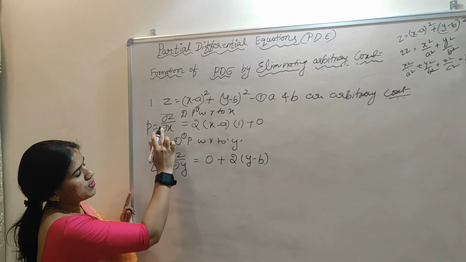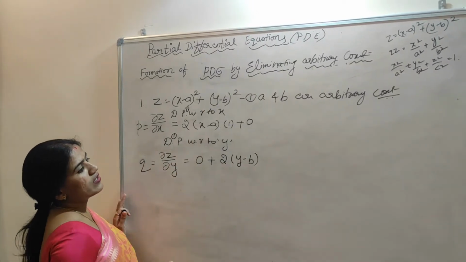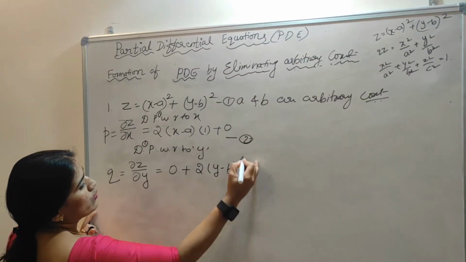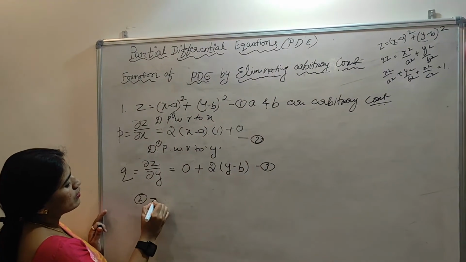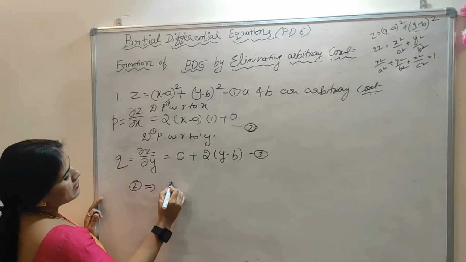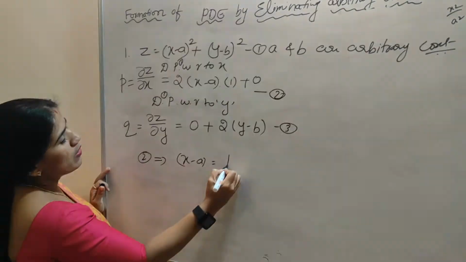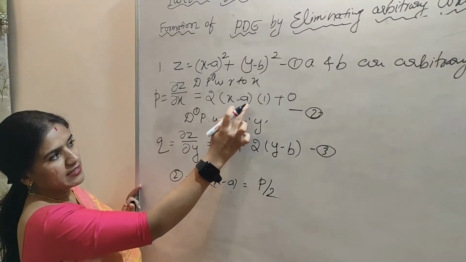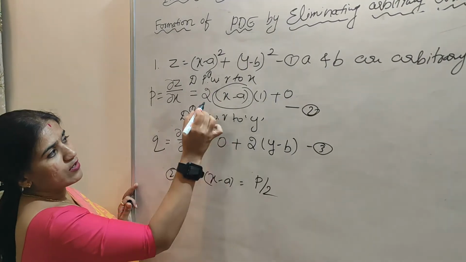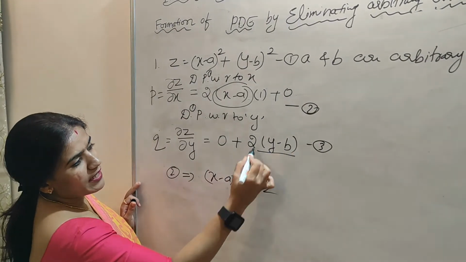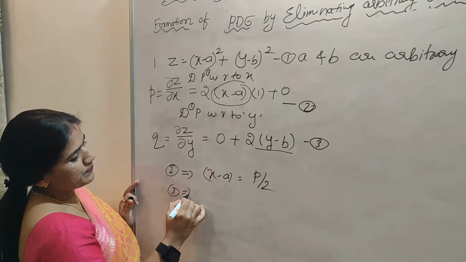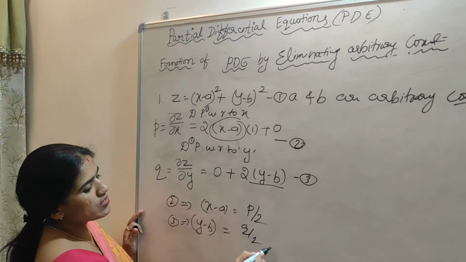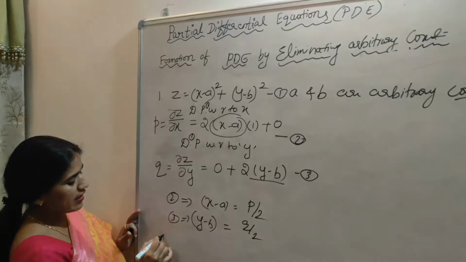Now we'll substitute p and q in the given equation 1. From equation 2, I'll take x minus a is equal to p by 2. Have you cleared this? P is equal to 2 of x minus a, so x minus a is equal to p by 2. Similarly, y minus b is equal to q by 2. Now I'll substitute these two in equation 1.